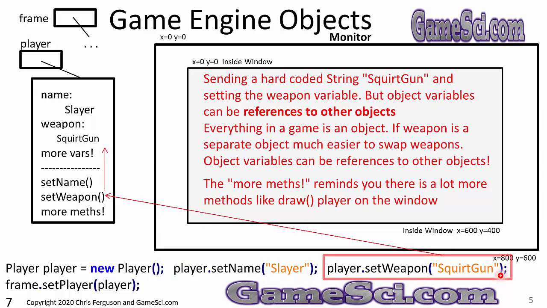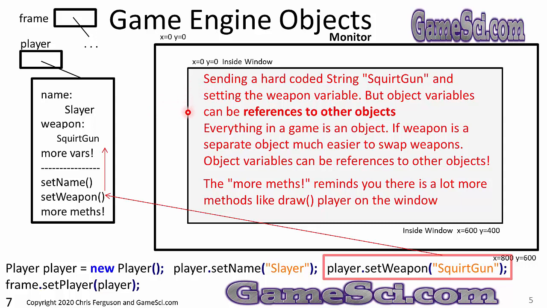Player.setWeapon, pass it squirt gun. Pass the parameter squirt gun to setWeapon. Set weapon, then we'll insert the value squirt gun into the object's weapon variable. Sending a hard-coded string squirt gun and setting the weapon variable.